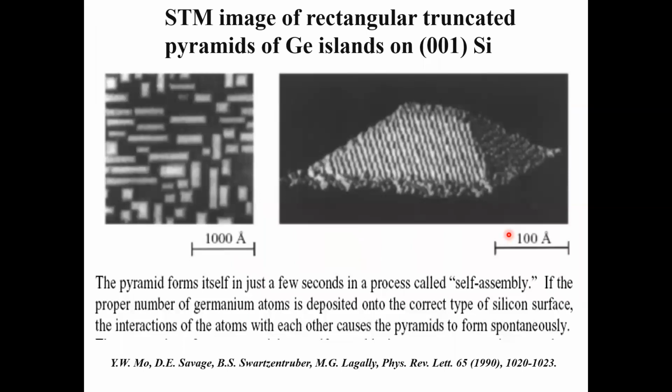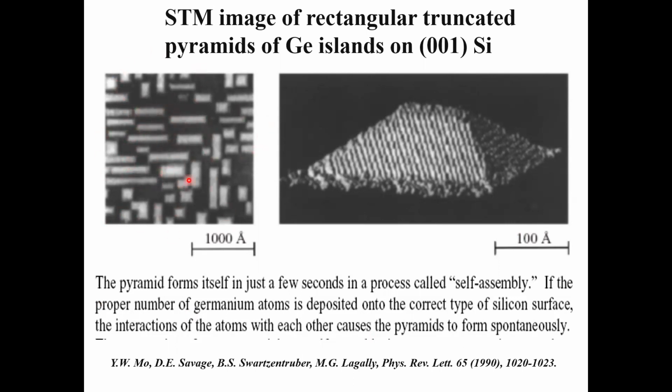Here's another amazing thing that you can do with nanometer scale materials: they can be self-assembled. If you take a proper number of germanium atoms deposited onto a correct type of silicon surface, so a single crystal silicon surface of a particular type, and deposit some germanium atoms on it, then the interaction of the atoms with each other causes pyramids to form spontaneously. You see the top of the pyramids here. So the germanium atoms organize and form something like this.